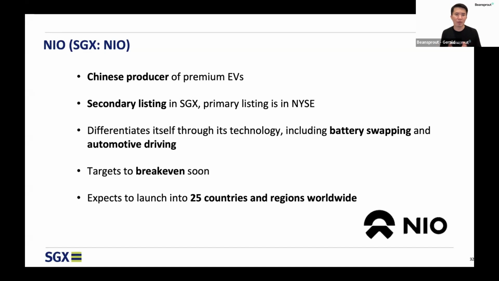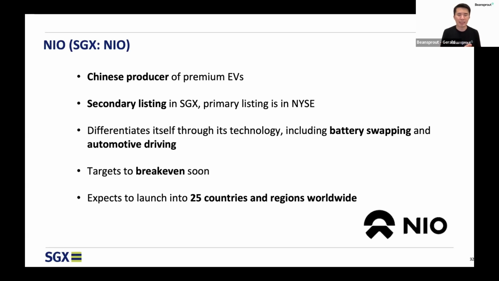You might be thinking, oh, so what's the exciting thing about NIO? What differentiates it from other EV manufacturers? A big part of it is around the battery swapping and automotive driving technology that it has. So that actually sets it apart from the other Chinese EV manufacturers. I'll go and share a bit more about the battery swapping technology later so that you have an understanding of what this is. But to understand NIO, the technology is a very big part of it.